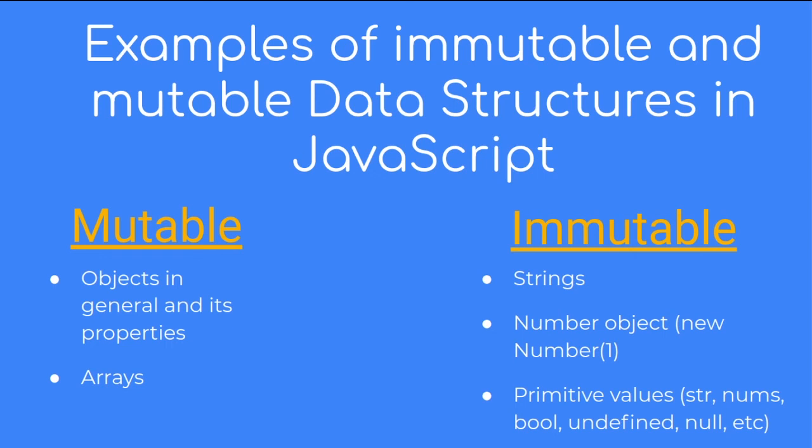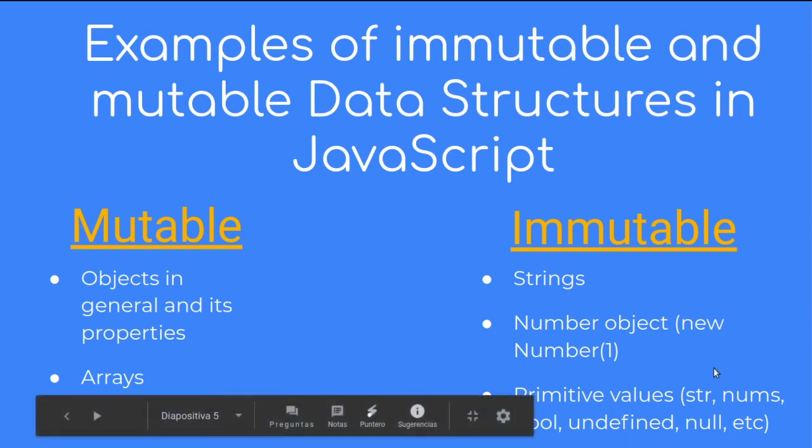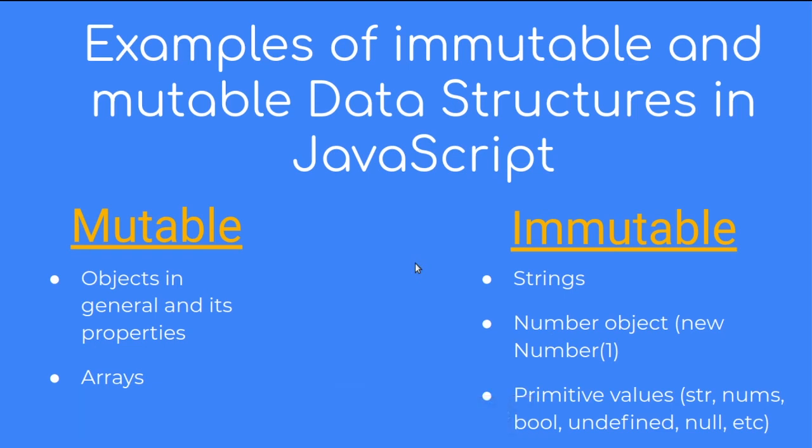Well, the strings. As we said, if we have a really long string and we modify it, like in a for loop or whenever you have to modify it, each time that you modify a string, it is going to create a new version behind the scenes. Okay, so you're going to spend more space. The number object, for example, is immutable too, and the primitive values like string, numbers, null, undefined, booleans, these are all immutable data structures in JavaScript.